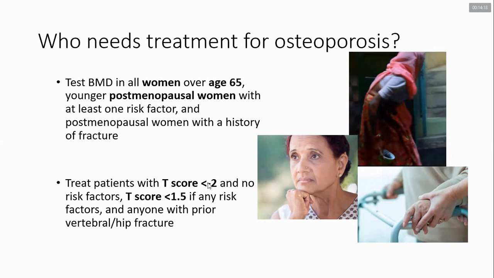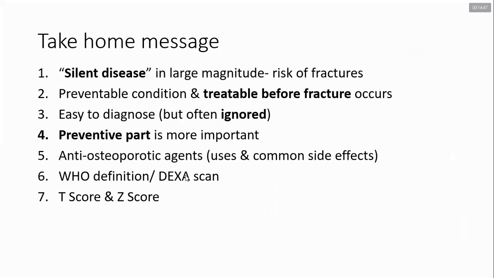Any patient with a T-score less than -2 will need treatment, without risk factors. But even if there is a prior vertebral fracture, hip fracture, or even a distal radius fracture, and the score is less than -1.5. Let's say the patient's score comes out as osteopenia, but she has an osteoporotic kind of fracture, such as a distal radius fracture, then you want to treat that patient because the subsequent risk of fracture is quite high.